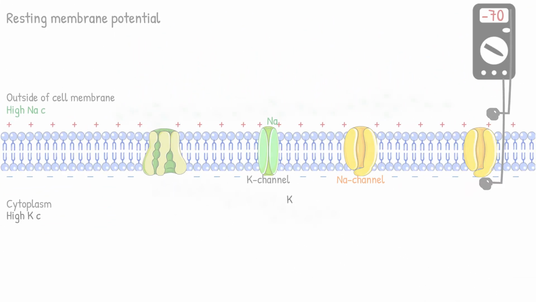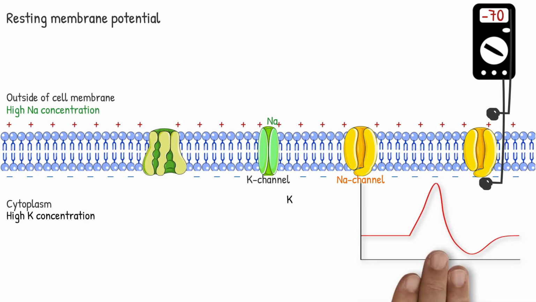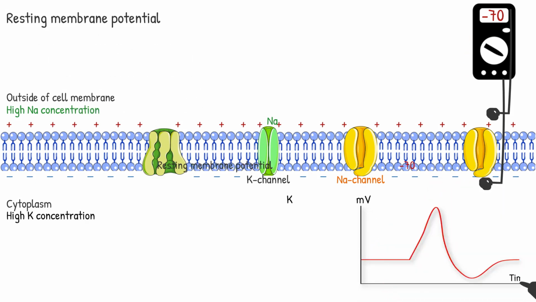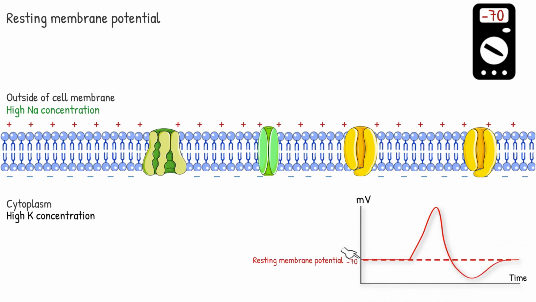mV. We can record the changes in membrane potential by monitoring the voltage differences over time. As you see, during the resting membrane potential, the voltage difference is maintained at -70 due to the action of the pump.